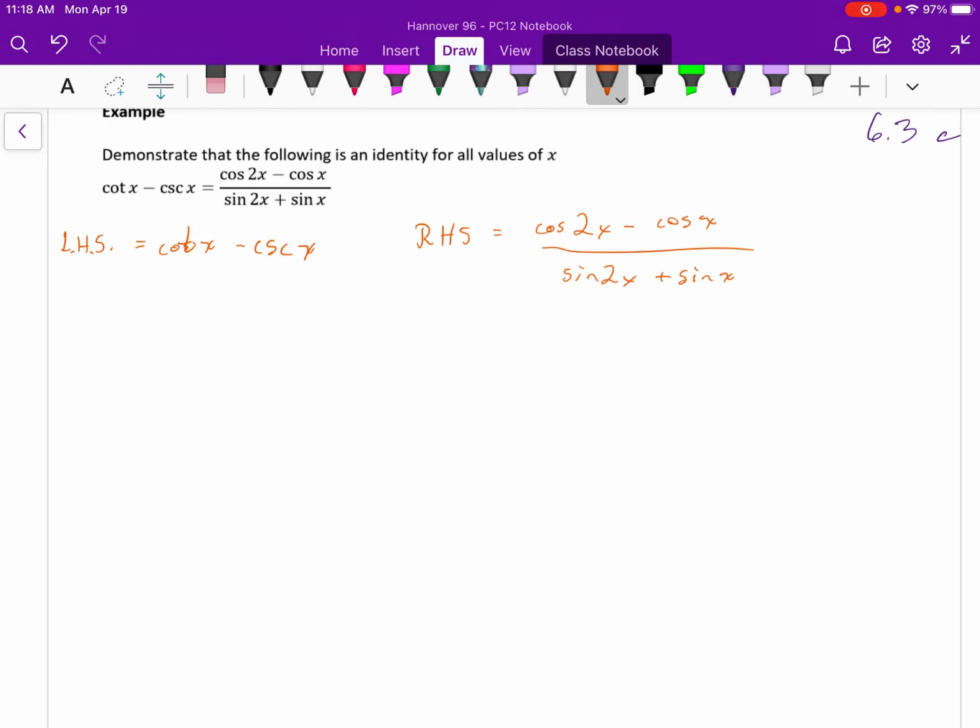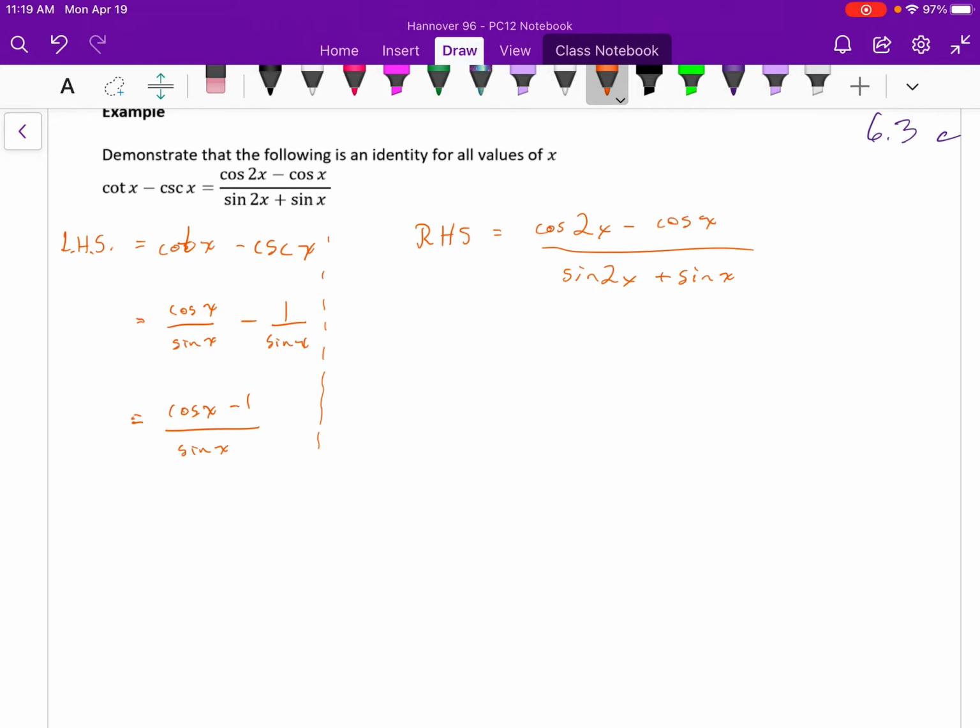So the left-hand side is equal to the cosine x over the sine of x. That is the definition of cotangent. Also, the definition of cosecant is 1 over sine of x. Now, I notice that they have common denominators, so I can just combine these fractions by having cos x minus 1 divided by sine x. Now, that looks pretty clean and simple. So I think that this is my target that I'm going to try to get the right-hand side to.